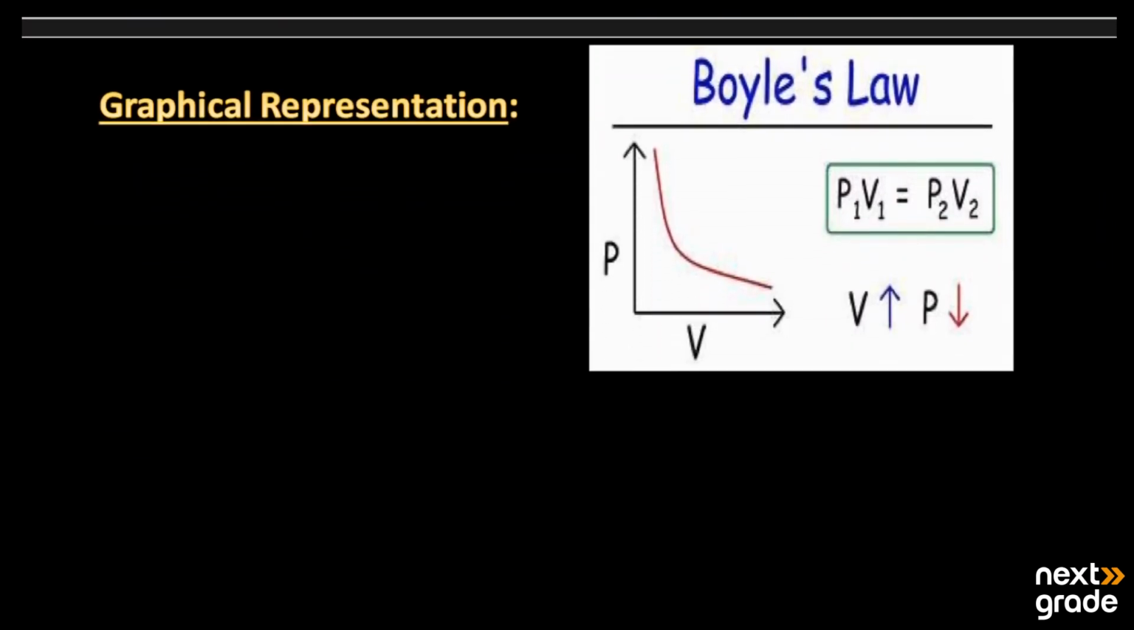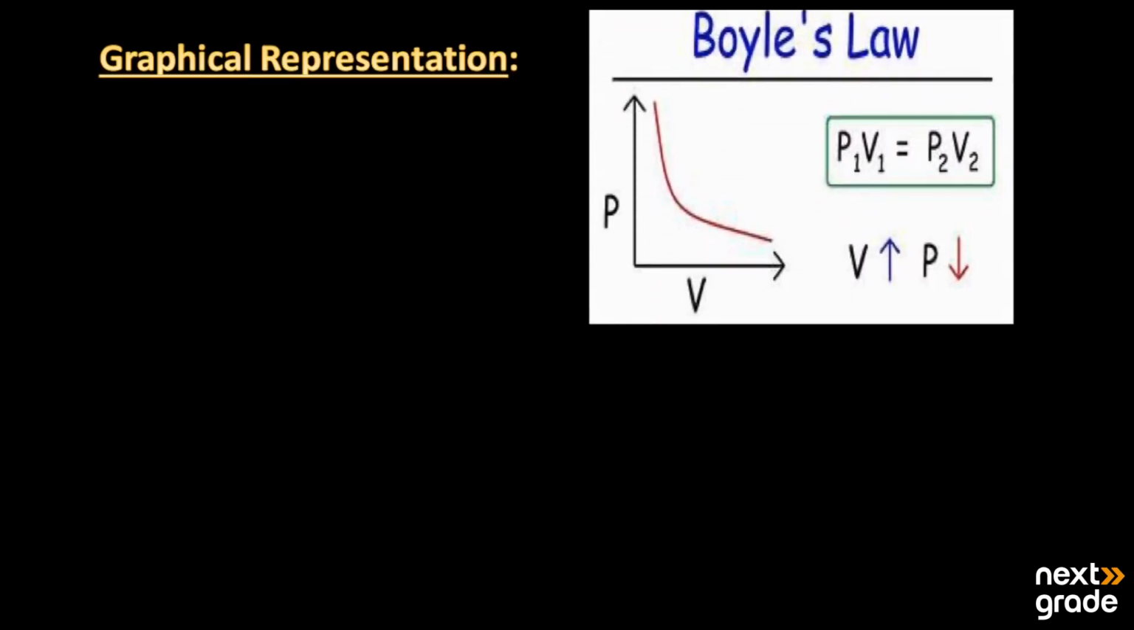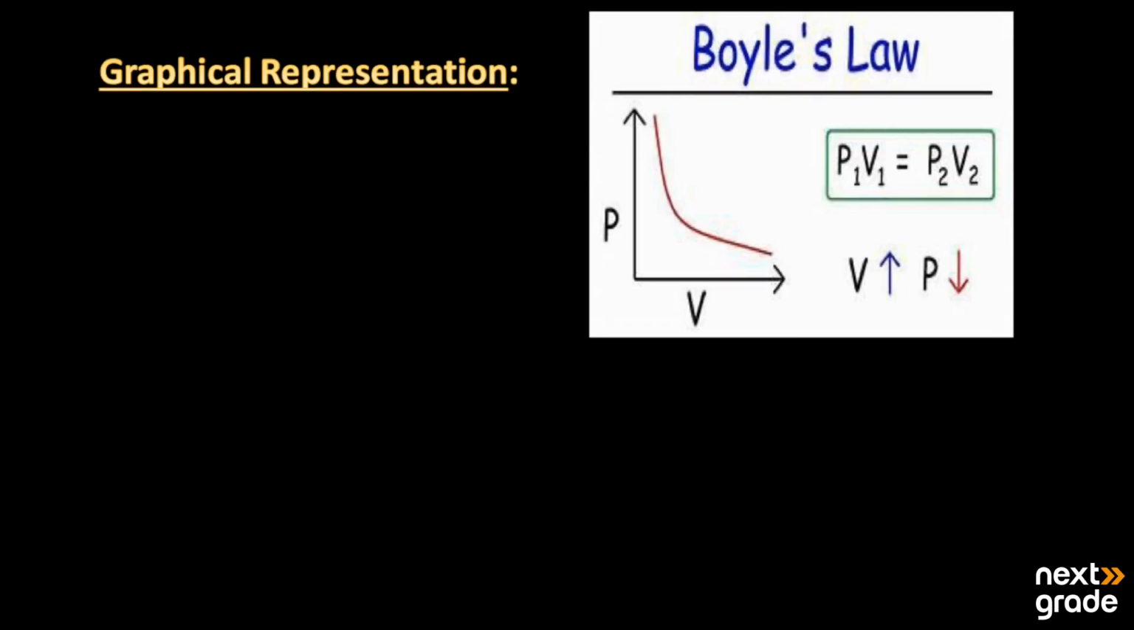Next, we have the graphical representation of Boyle's law. Boyle's law can also be represented with the help of a graph. In this graph, we can see the relationship between the volume and the pressure. When the pressure is decreased, the pressure curve goes down, and the volume is increased along the x-axis, and here we have the pressure along the y-axis. So this is a simple relationship given by Boyle's law.